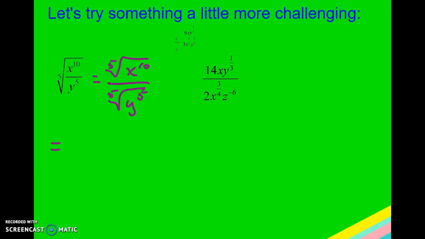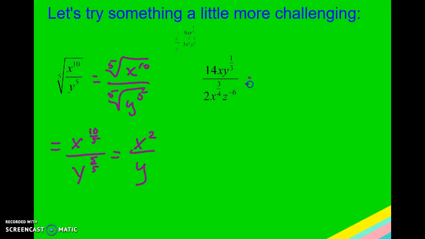Now, to simplify these, the easiest way is to just rewrite them with rational exponents. So the fifth root of x to the 10th becomes x to the 10 over 5 power, and the fifth root of y to the 5th becomes y to the 5 over 5 power. Obviously those can be reduced, so I end up with x squared over y. So that was actually pretty simple.